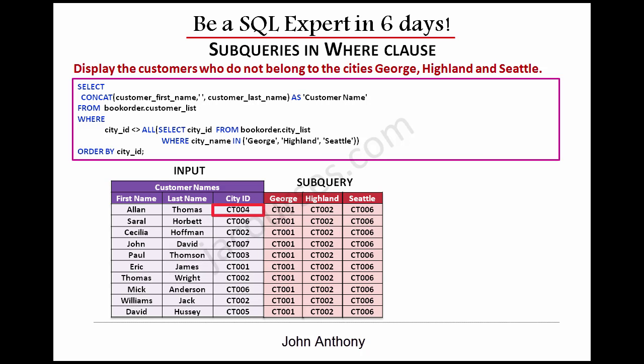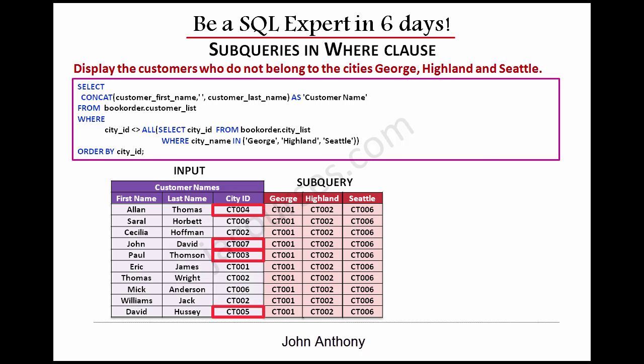So the output will show Alan Thomas. Take the next customer, city 006, but city 006 exists in the subquery, so this will not come in our output. Next is city 002, that also exists in the subquery, so this customer will not be displayed. Next is city 007, it does not exist in the subquery, so this customer's details will be shown in the output. The same way, city 003 is not in the subquery, so this customer will come in our output.